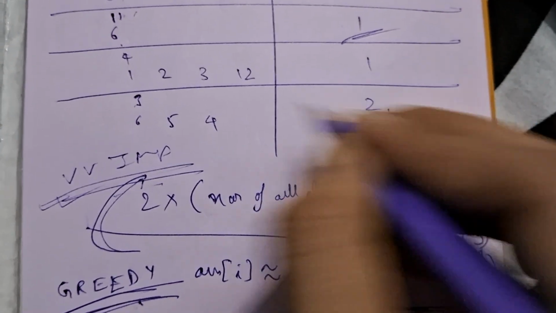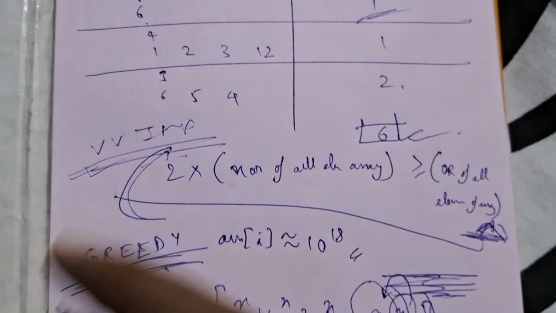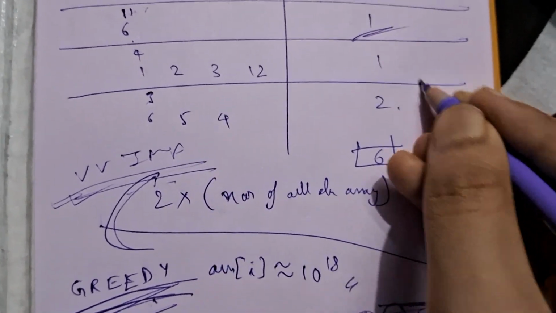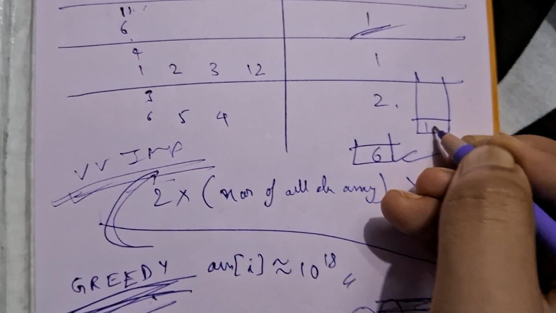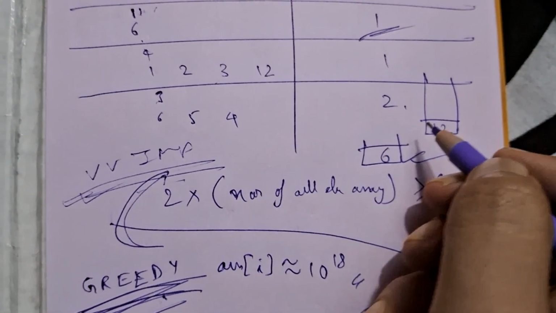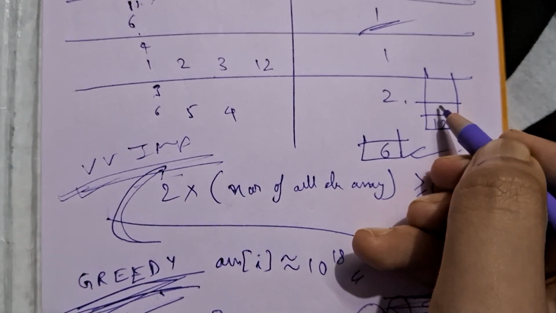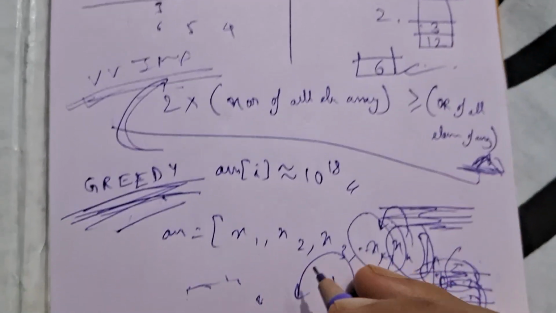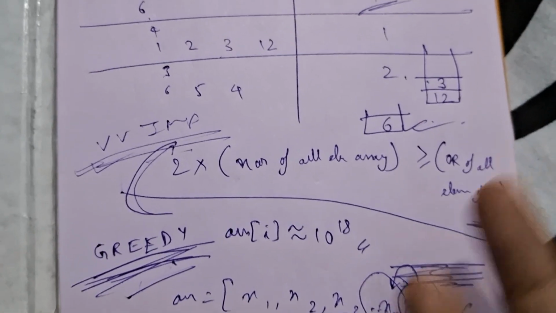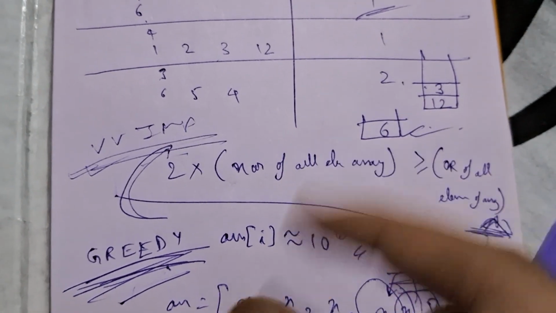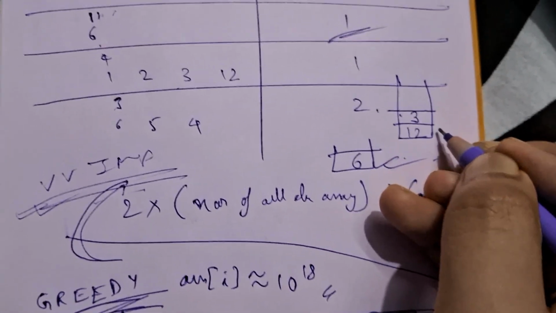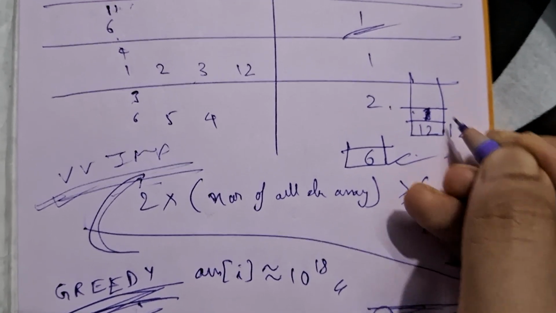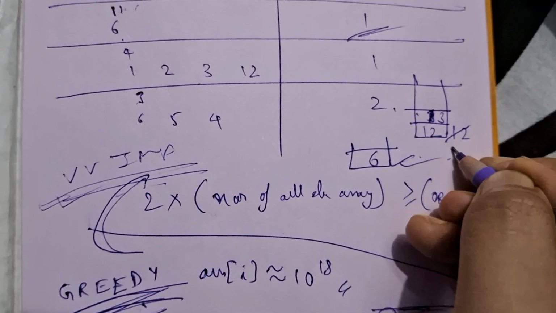For 1, 2, 3, 12, it is already sorted. Whenever we are talking about greedy, we have to sort it. So let's put 12 in the beginning. Is 3 lesser than or equal to 12? Yes. So we put 3, and 3 XOR 12 is 11. Initially the XOR of the elements was 12, and now when we insert 3, it becomes 11.